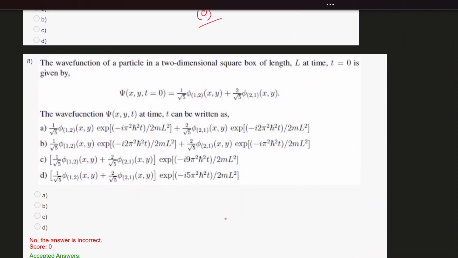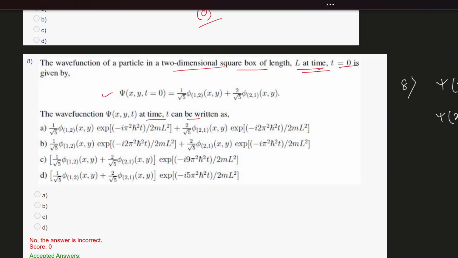Now question number 8 is about the wave function of a particle in a 2D square box, again a 2D square box, of length L at time t equal to 0 is given by this. There is no time involved in any of the terms here. Now the wave function at time t can be written as what expression? There is a very simple trick you have to use in this kind of problem: whenever you have a wave function at t equal to 0, let's say psi(x, 0), and you have to get psi(x, t).